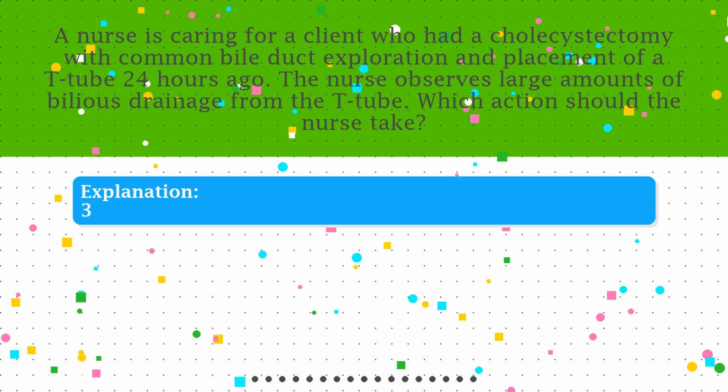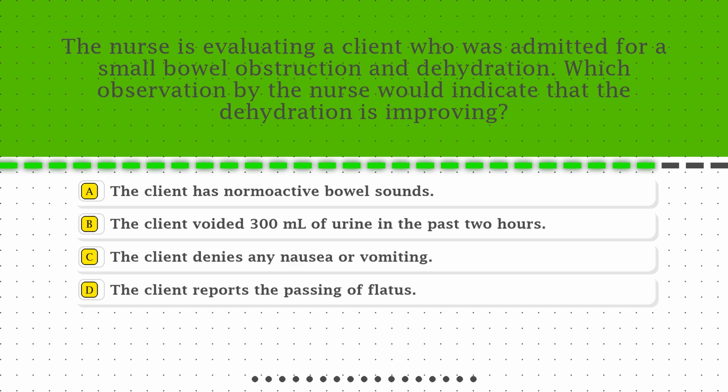Question 2. The nurse is evaluating a client who was admitted for a small bowel obstruction and dehydration. Which observation by the nurse would indicate that the dehydration is improving?